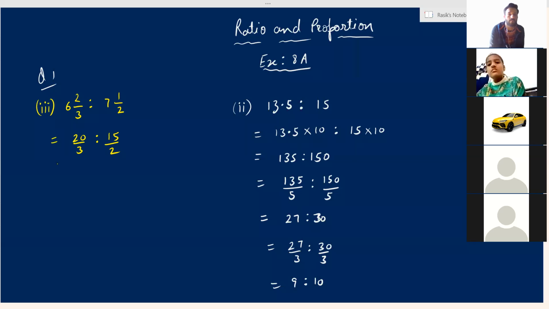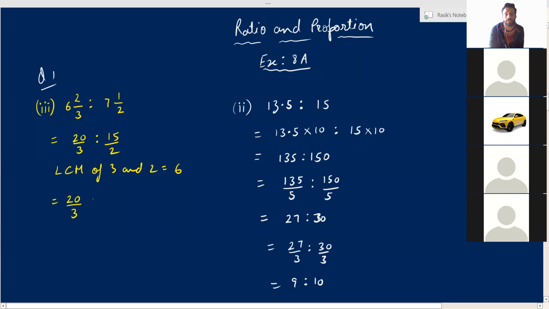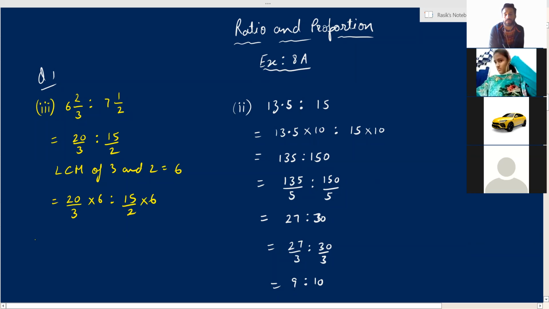So 20 upon 3 ratio 15 upon 2, both the terms have different denominators. So the next step is to find the LCM of the denominators. LCM of 3 and 2 is equal to 6. I'm just taking 20 upon 3 into 6 ratio 15 upon 2 into 6. Multiply both the terms of the ratio by 6.